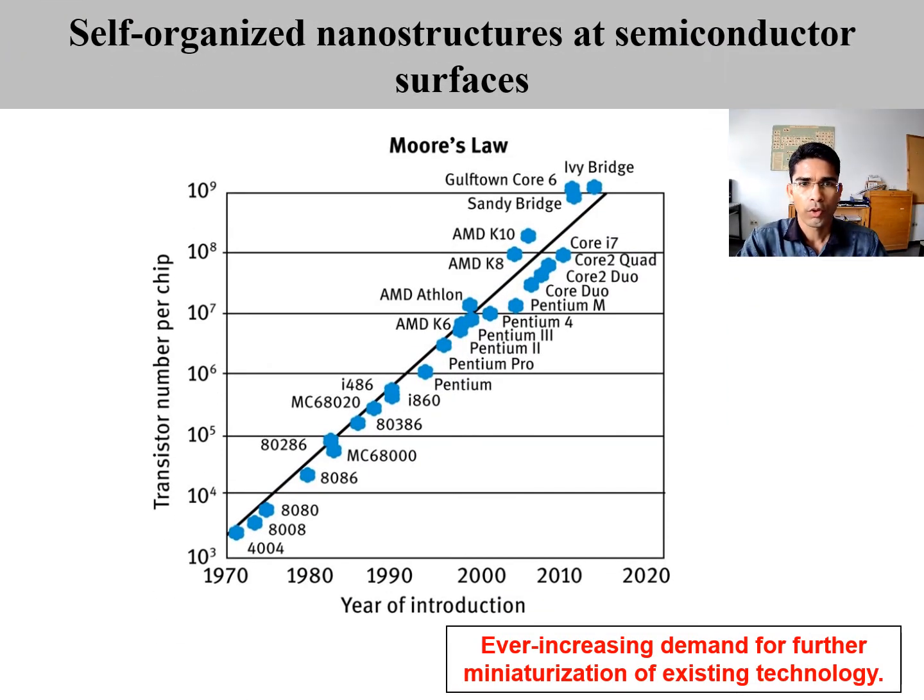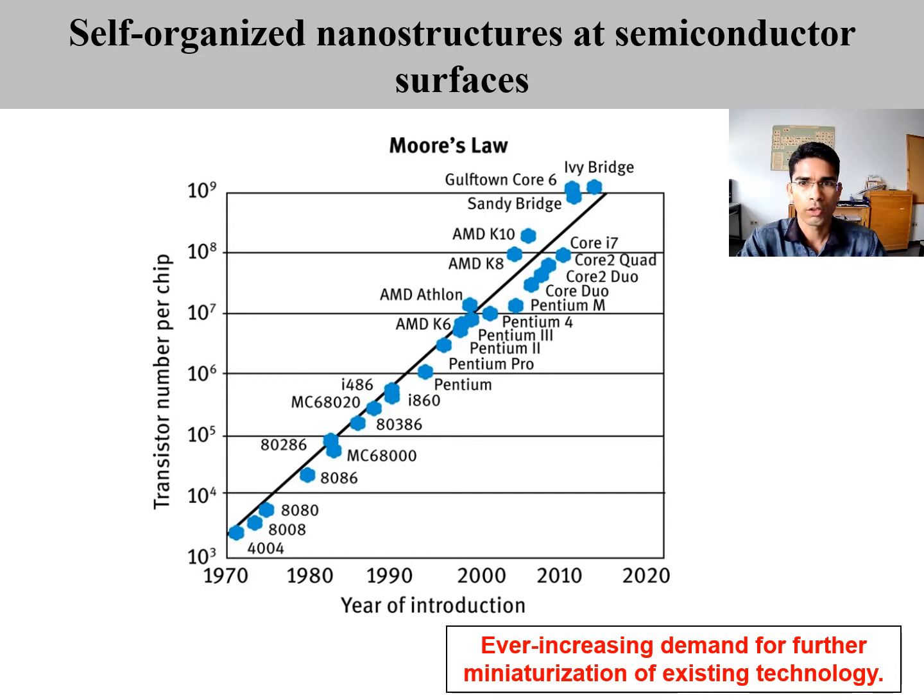So, what is the importance of self-organized nanostructure growth investigation at semiconductor surfaces? This can be understood if we see what Gordon Moore predicted. Gordon Moore predicted that the number of transistors per square inch on the integrated circuit would double every 18 months. And now we are at a stage, due to the resolution limit of the conventional lithography technique, where more transistors cannot be fabricated on the integrated circuit by the conventional method.